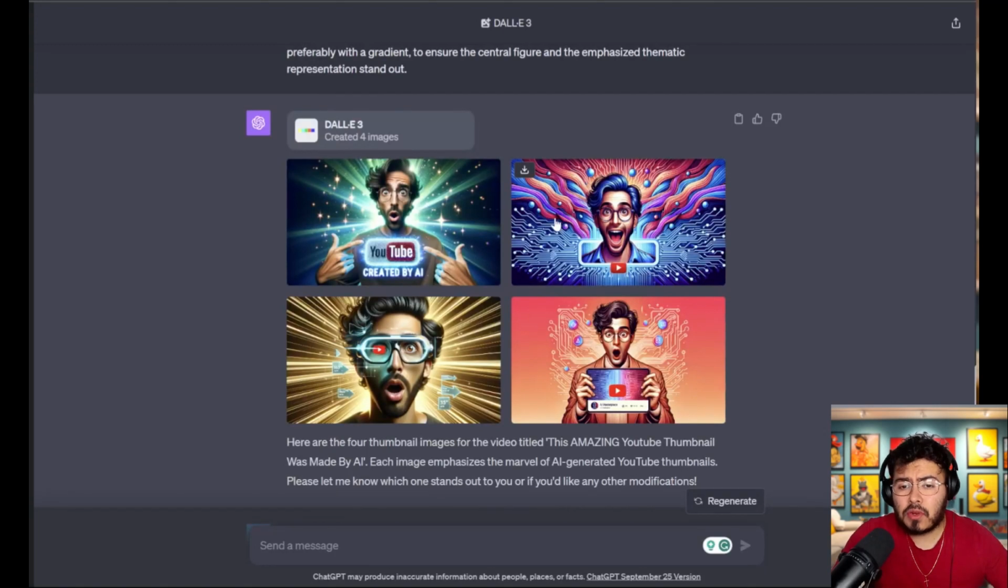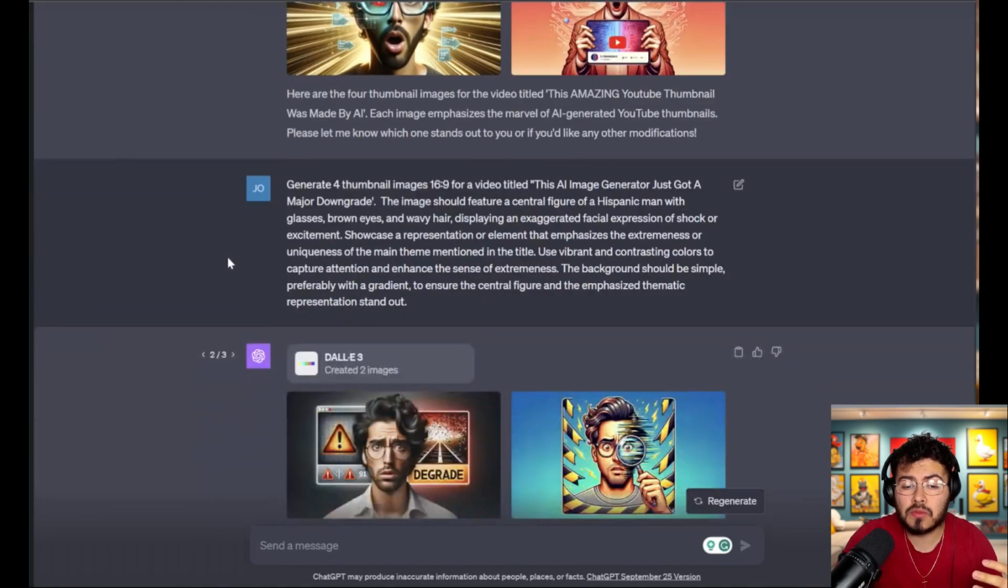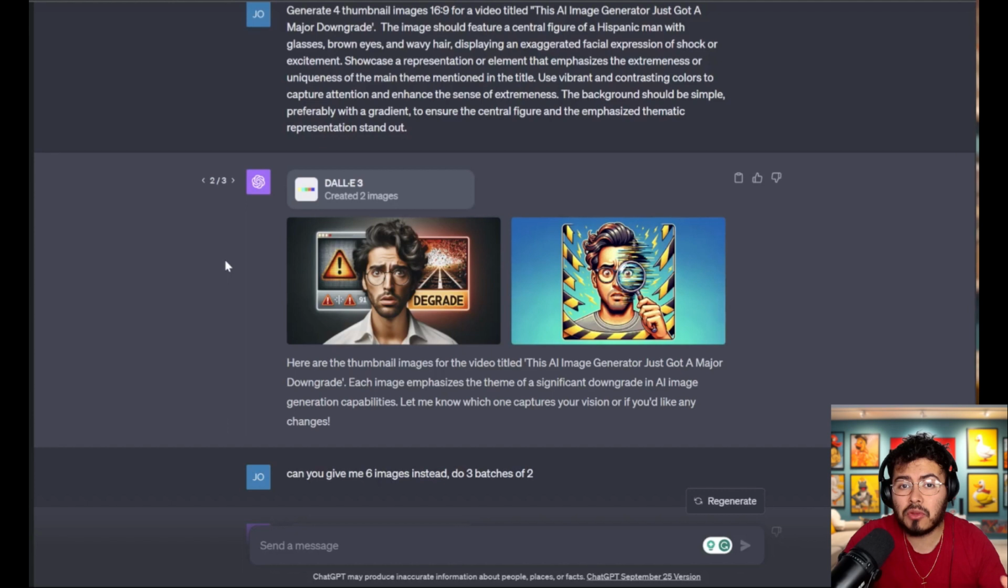So today's episode, I want to take a closer look at a major downgrade that came out with DALL-E 3 / OpenAI in the past few days. If you are a user of DALL-E 3, you might have noticed that a few days ago when you were to generate images, you were able to create 4 images at once. Now, it seems with the major downgrade that you're only able to create 2 images per batch.